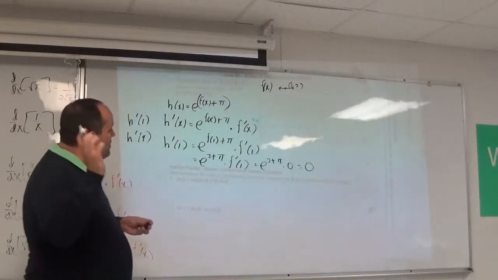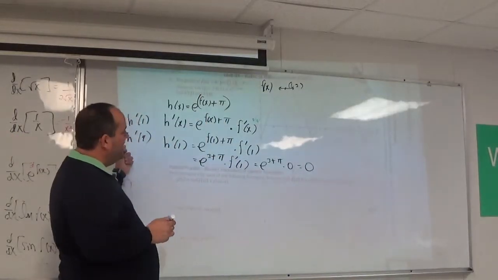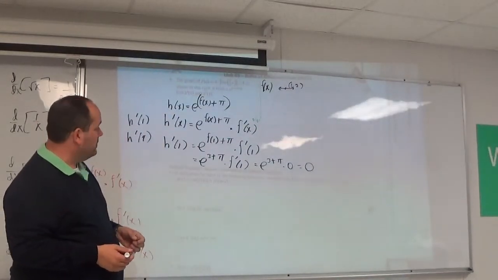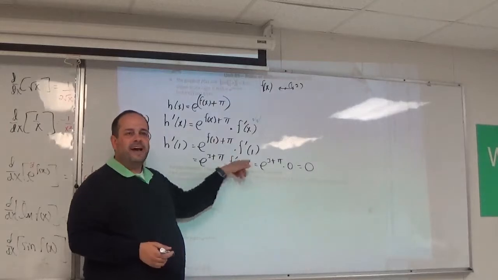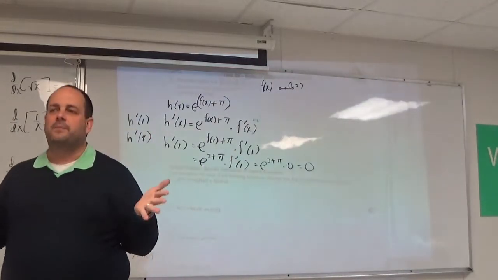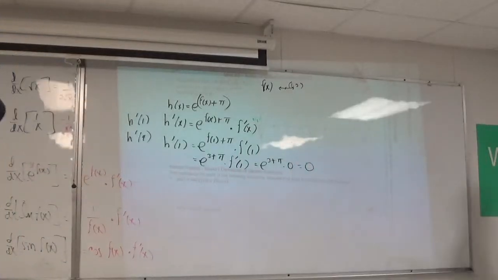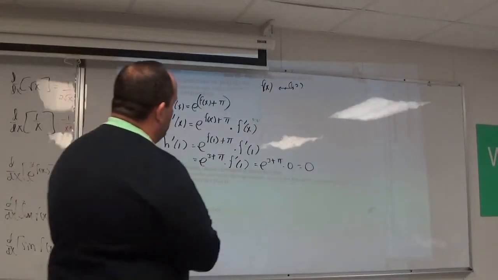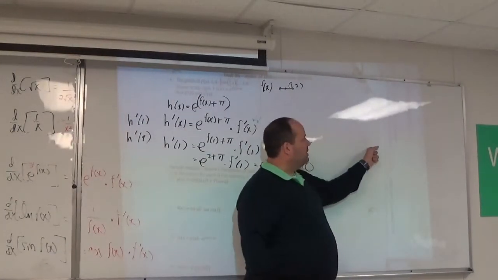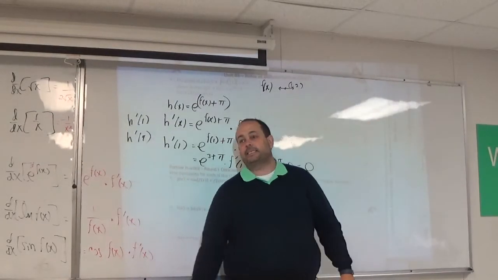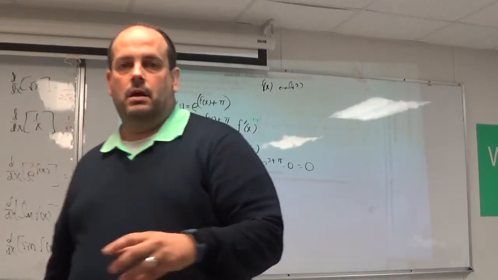Done. If we had one more moment, if you could find h prime of 4, you do the whole thing all over again. E to the f of 4 plus pi times f prime of 4. But what do we know about f prime of 4? You look at the graph. It's a cusp point. What about the derivative? It does not exist. See you guys later.